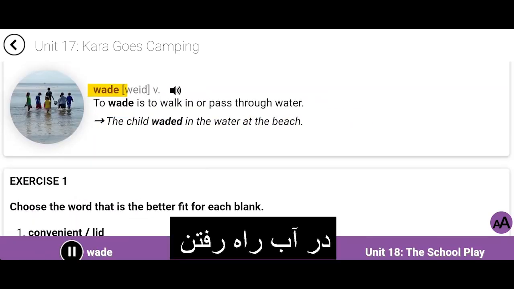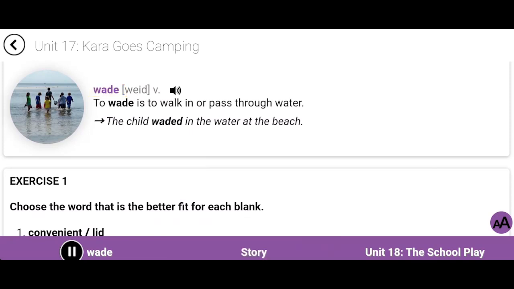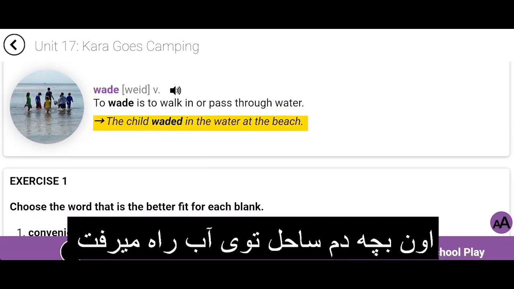Wade. To wade is to walk in or pass through water. The child waded in the water at the beach.